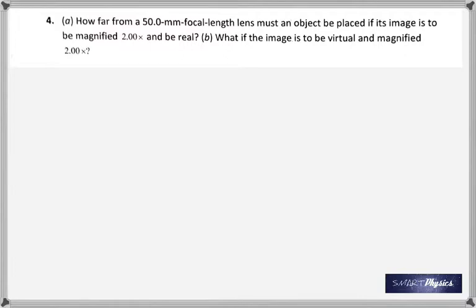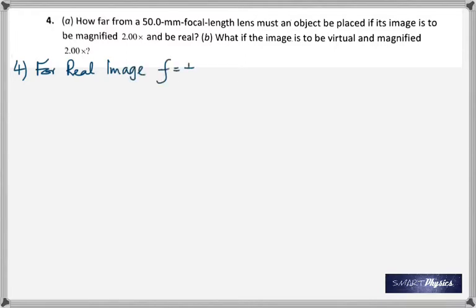Number 4, how far from a 50 millimeter focal length lens must an object be placed? So again, you're looking for DO. If its image is to be magnified 2 times and be real, that means the magnification is going to be -2, because real images have a negative magnification. And then the second part, what if the image is to be virtual and magnified 2 times? So in the second case, magnification is going to be +2. That's the difference, right? And in each case, we've got to find DO.